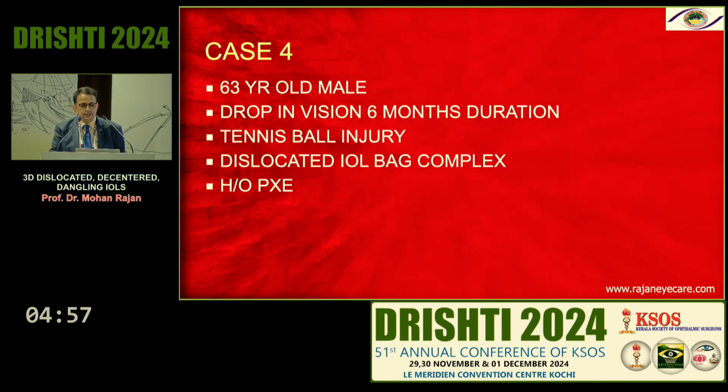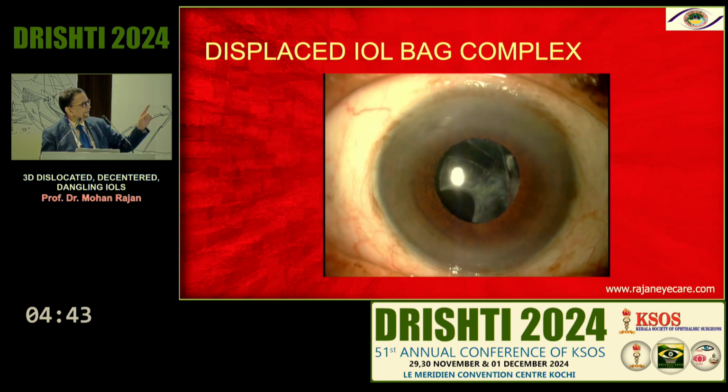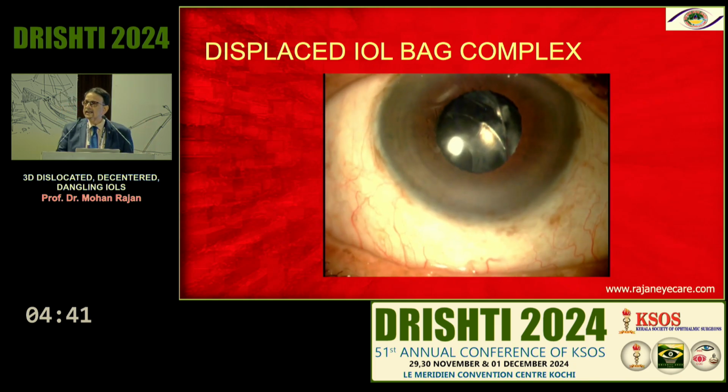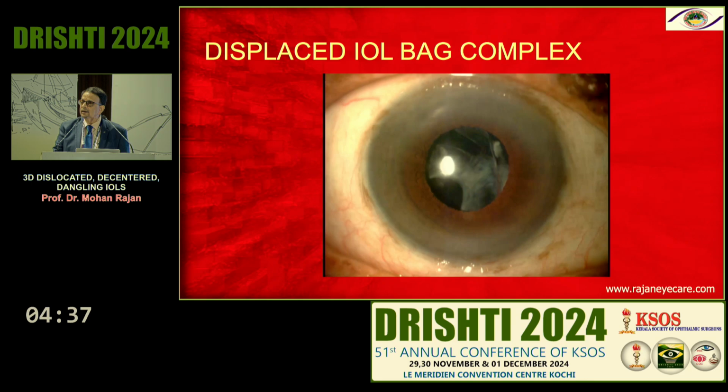Again, this is another patient, a 63-year-old male with a drop in vision of 6 months duration, from a tennis ball injury. Usually shuttlecock injuries are the worst. The tennis ball injury comes next, and then we have the cricket ball and other things. You can see this is a single piece lens, an SA60 lens which we implanted a long time back, and now it has become decentered.